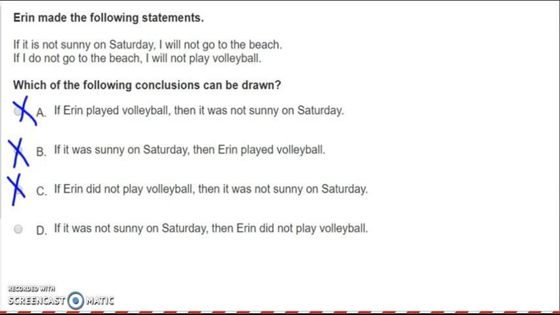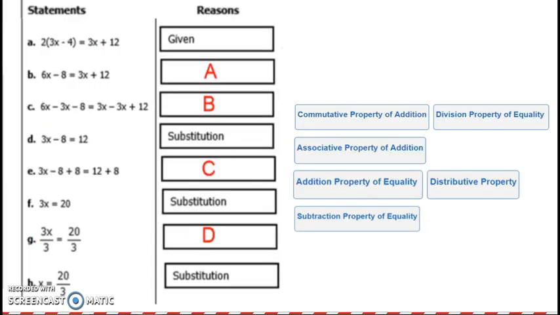Well, again, if it's not sunny on Saturday, she's not playing volleyball. So letter D again is my right answer.